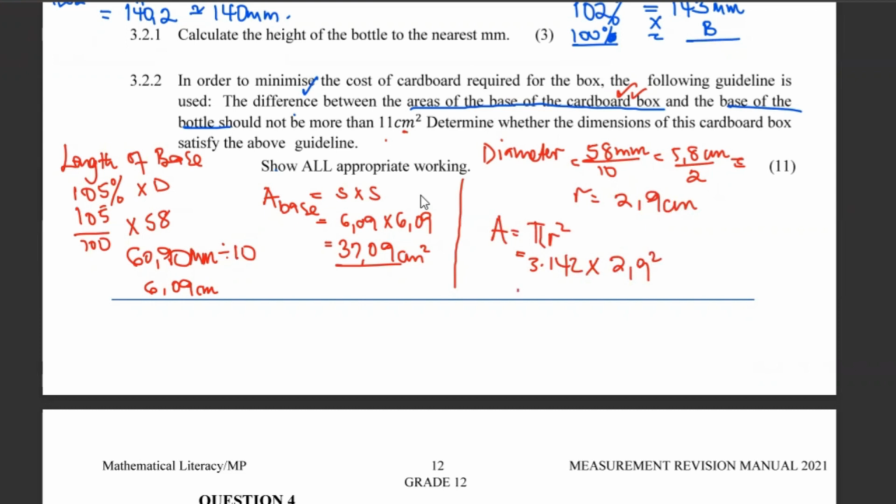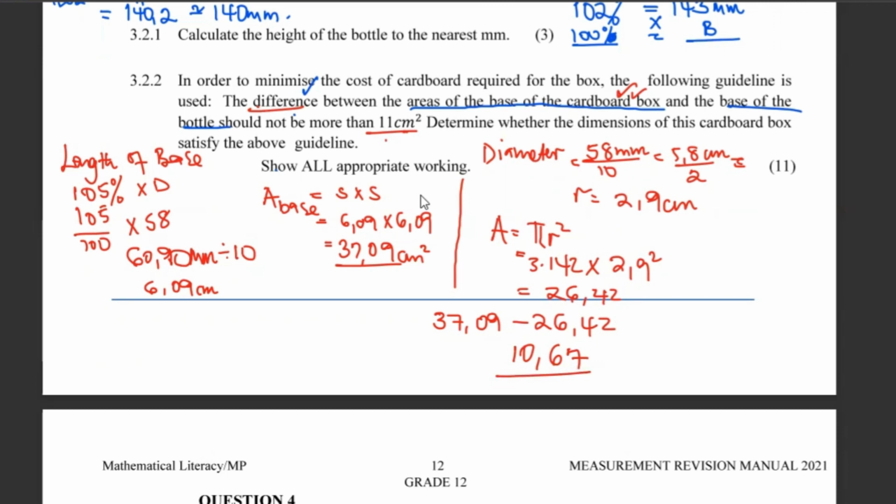So here I end up having approximately 26,42. They told us to look for the difference because they said the difference must be 11 centimeters. Sorry, it should not be more than 11. So let's look at the difference. So it will be 37,09 minus 26,42. Indeed, it's not more than 11.